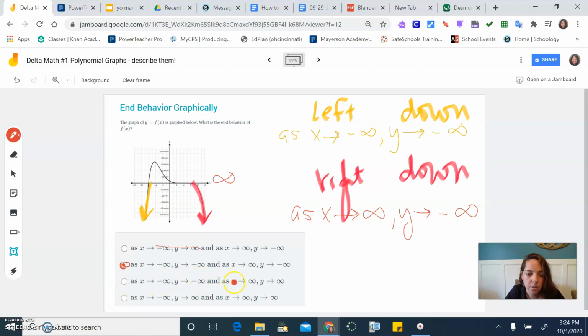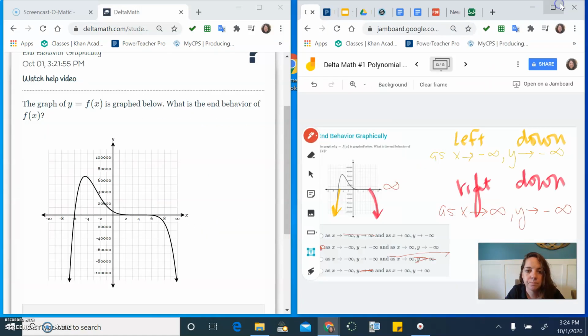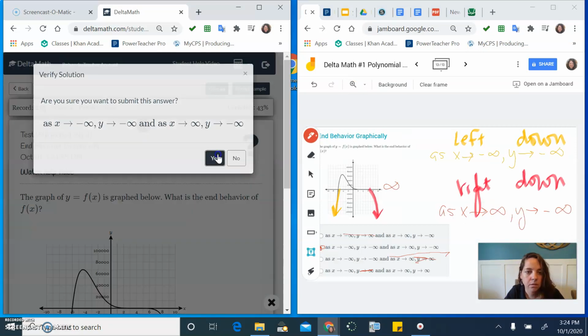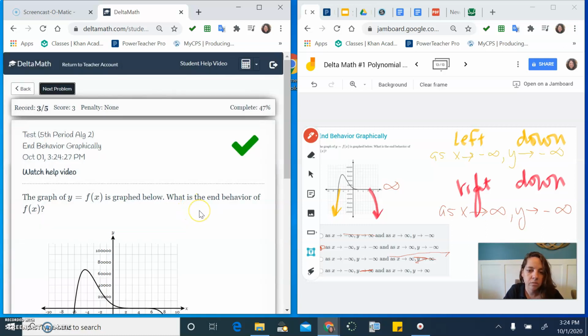Let's double check. Negative, negative, positive, positive. Nope. Negative, positive. Nope. So there it is. There's our winner. Winner, winner, chicken dinner. Let's make sure I picked the right one. Ka-chow. Okay. There you go.